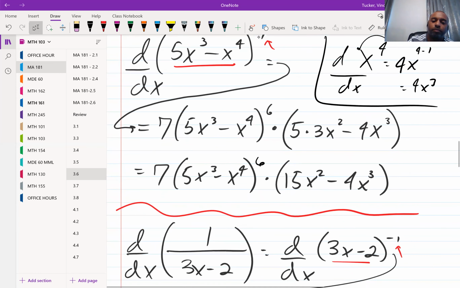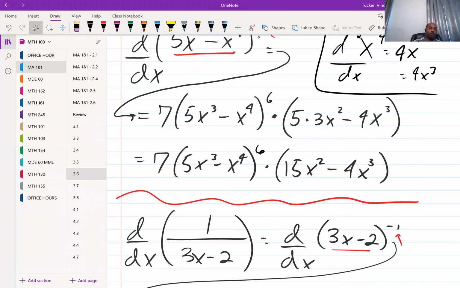All right. So here we're taking the derivative of 1 over 3x minus 2. So that 3x minus 2 is in our denominator, so we could actually raise it up to the numerator by rewriting it with a negative exponent. So it's 3x minus 2 raised to the negative first power.